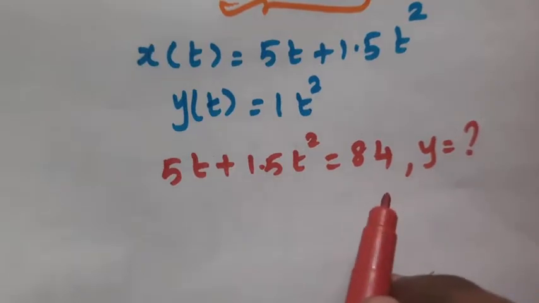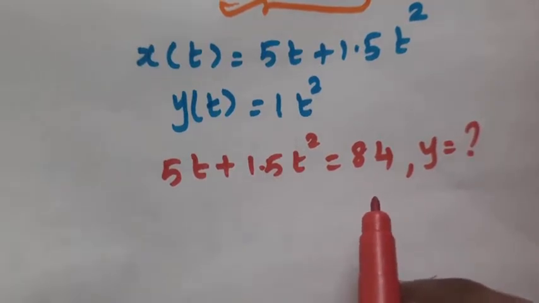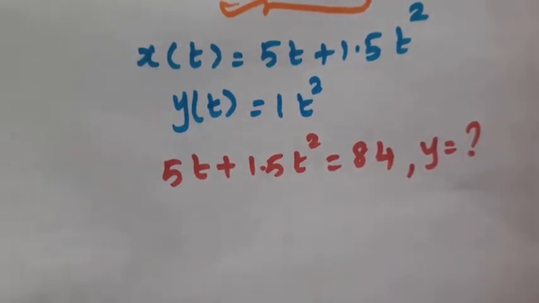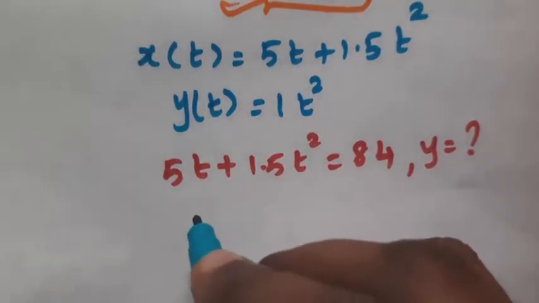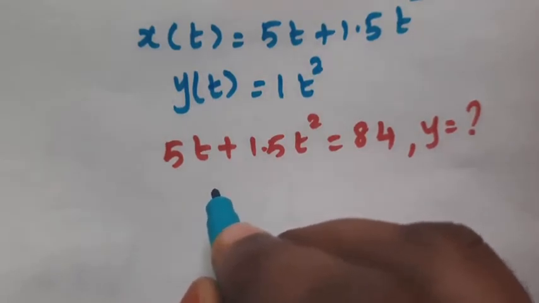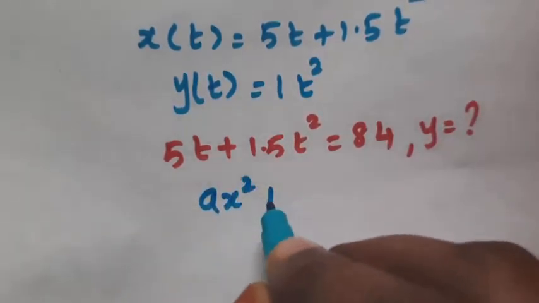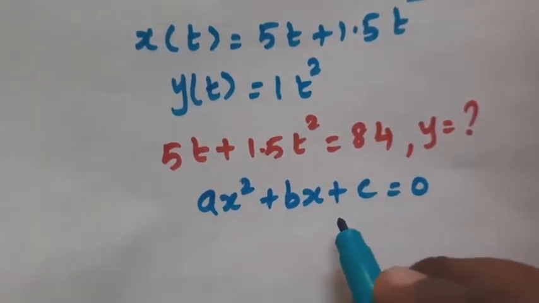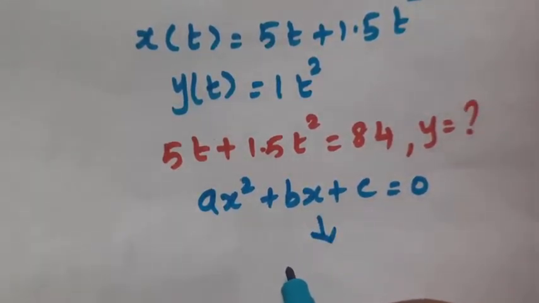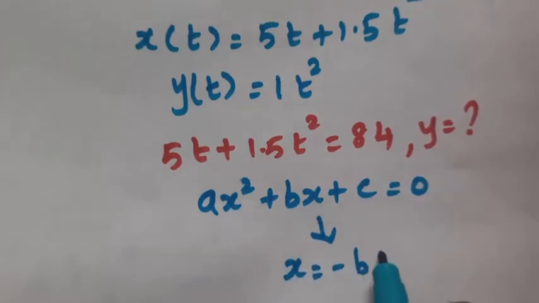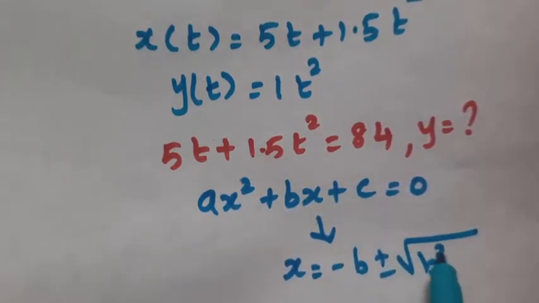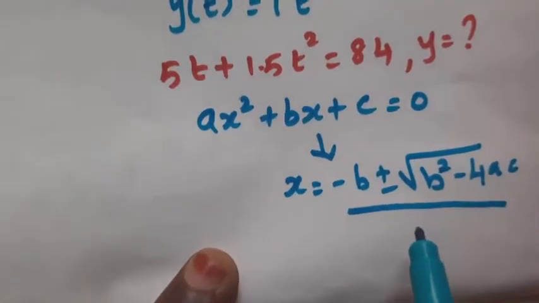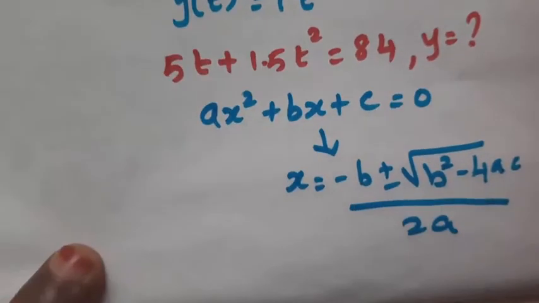How can we find this? We can find it with the help of the quadratic equation formula. The quadratic equation is ax square plus bx plus c equal to 0. The solution of this quadratic equation is x equals minus b plus or minus root of b square minus 4ac, all divided by 2a.